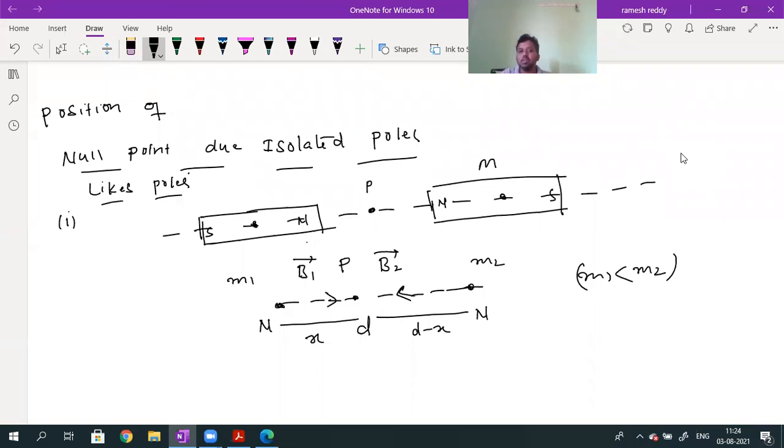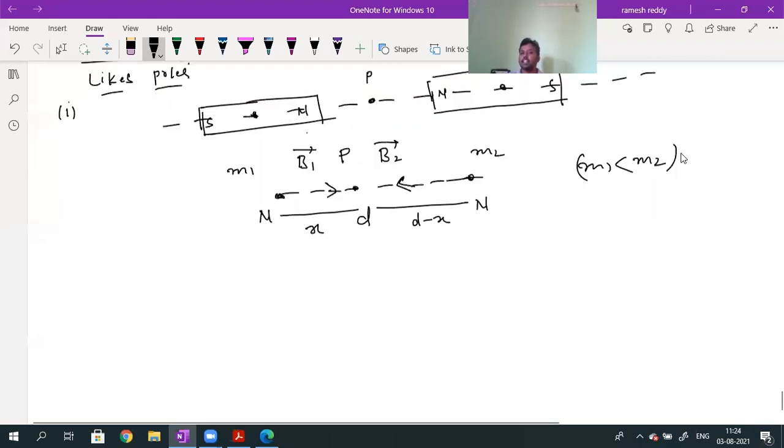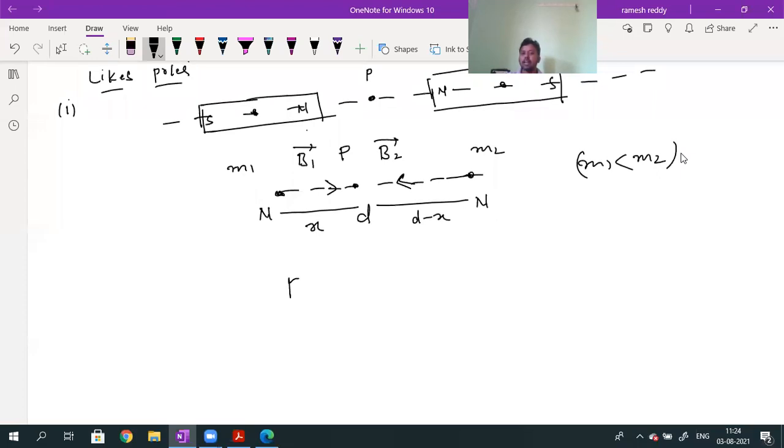You don't need a derivation, you need only the formula. Whenever two like poles are placed side by side, the null point will be obtained between the poles. The distance of the null point from the weaker pole is x, and the distance of the null point from the stronger pole is d minus x. At this point P, the resultant magnetic field induction is B1 bar plus B2 bar, vector addition, and this sum should be equal to 0.